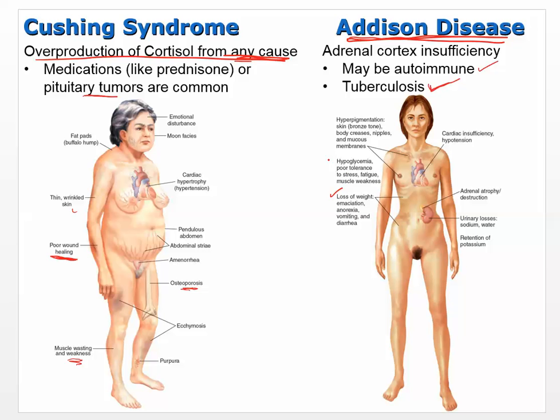Your blood glucose levels tend to fall because, and I didn't mention this, but one of the things that cortisol does is it increases glucose levels. So if you're not producing enough, you may see lower glucose levels. So hypoglycemia, poor tolerance to stress, obviously, if you can't produce the stress hormone, fatigue, muscle weakness.